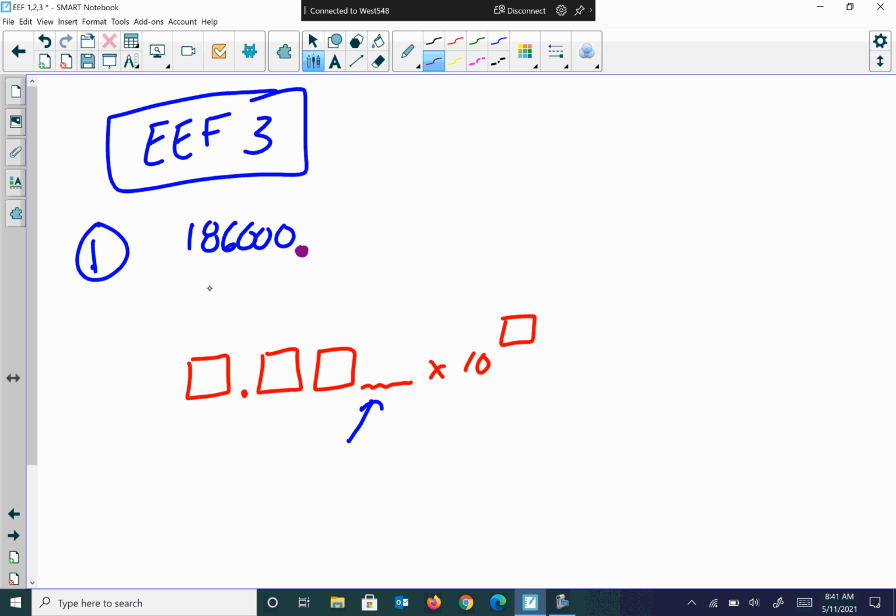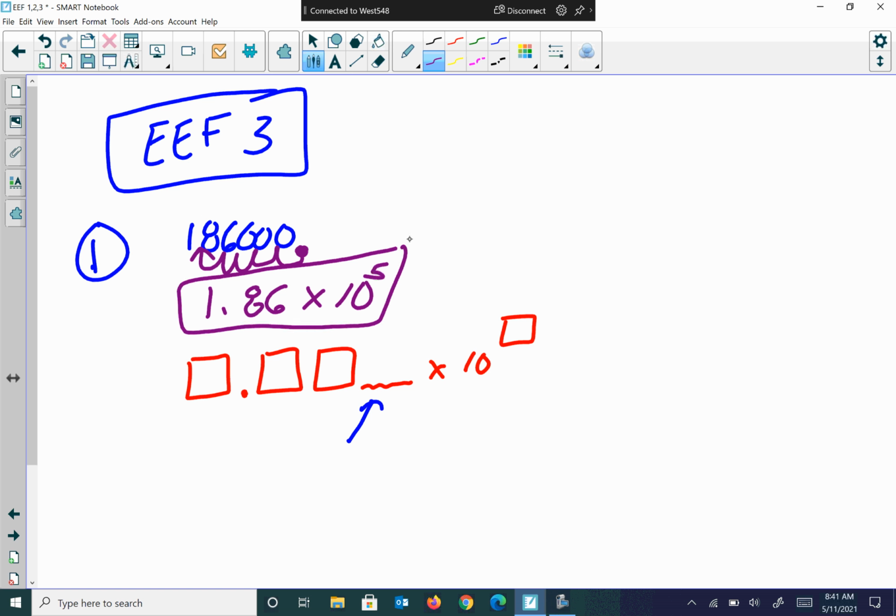So I would like to make it 1.86 times 10. Okay, so I'm going to go 1, 2, 3, 4, 5. So 186,000 is 1.86 times 10 to the 5th. Okay? It stays a positive exponent because you're talking about a large number. So we always times 10. Yeah, it's always times 10.